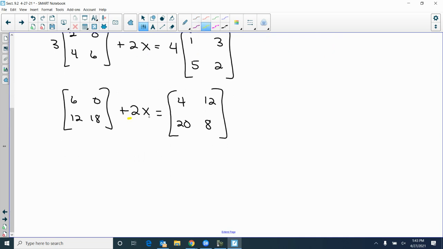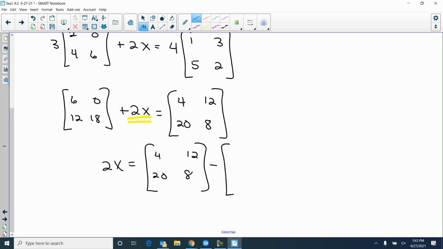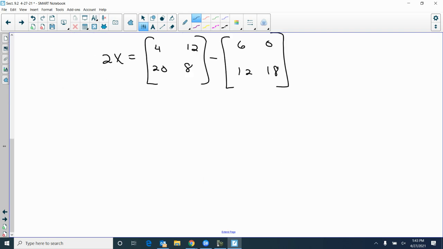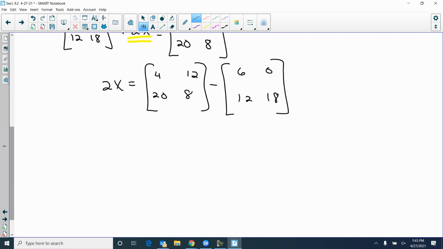Just like in an equation, we want to get that 2x by itself. So what do I want to do to this matrix here? Not yet, not yet. Yes, let's subtract that over. I'm not going to subtract it underneath, I'm just going to do it beside it and write down what it's going to look like. So it's going to be 2x equals this matrix 4, 12, 20, and 8, minus 6, 0, 12, and 18. And then go ahead and subtract it.